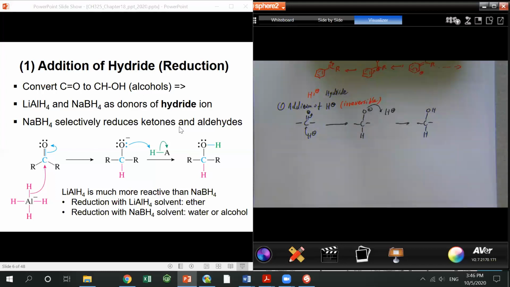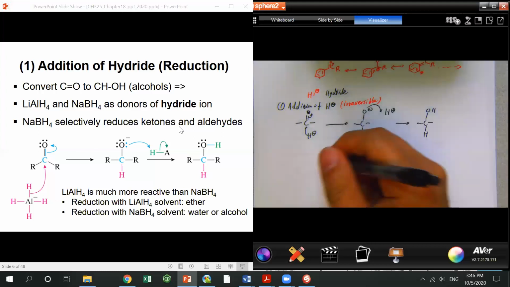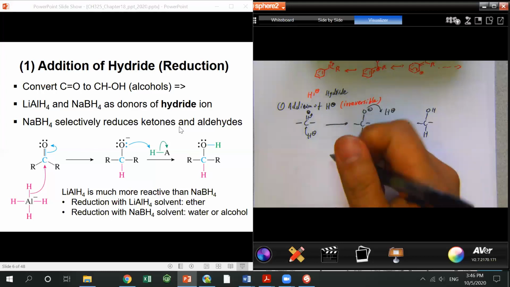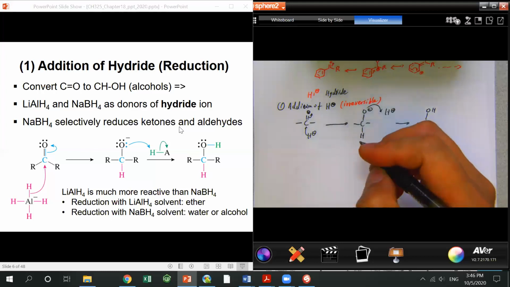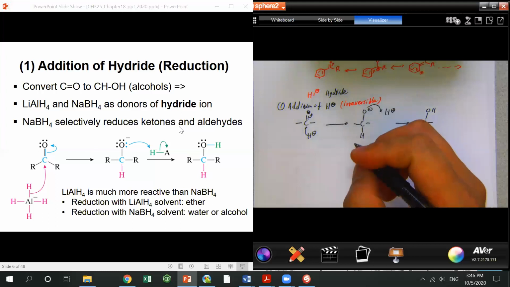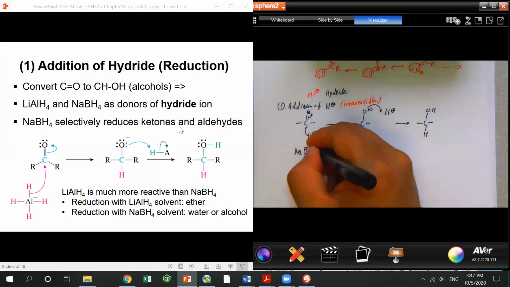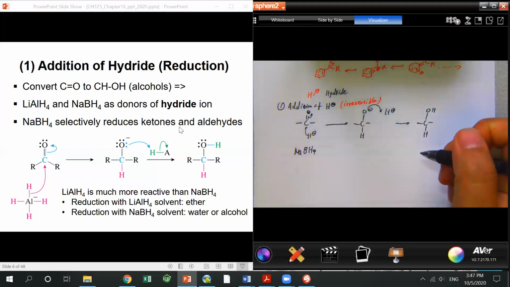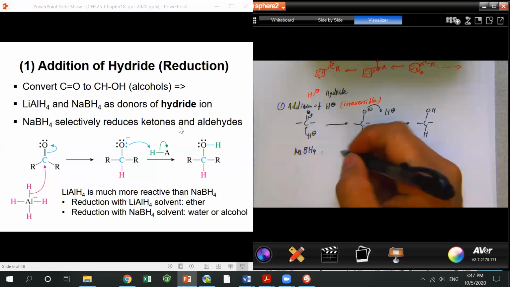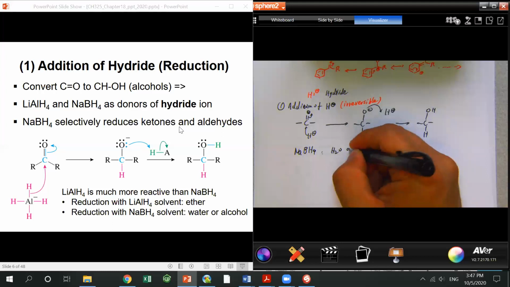Here we will learn the two most common hydride reagents: one is sodium borohydride, and another is lithium aluminum hydride. These two reagents actually have quite different reaction conditions, so let me do it one by one. If you use sodium borohydride, actually you can use water or alcohol.